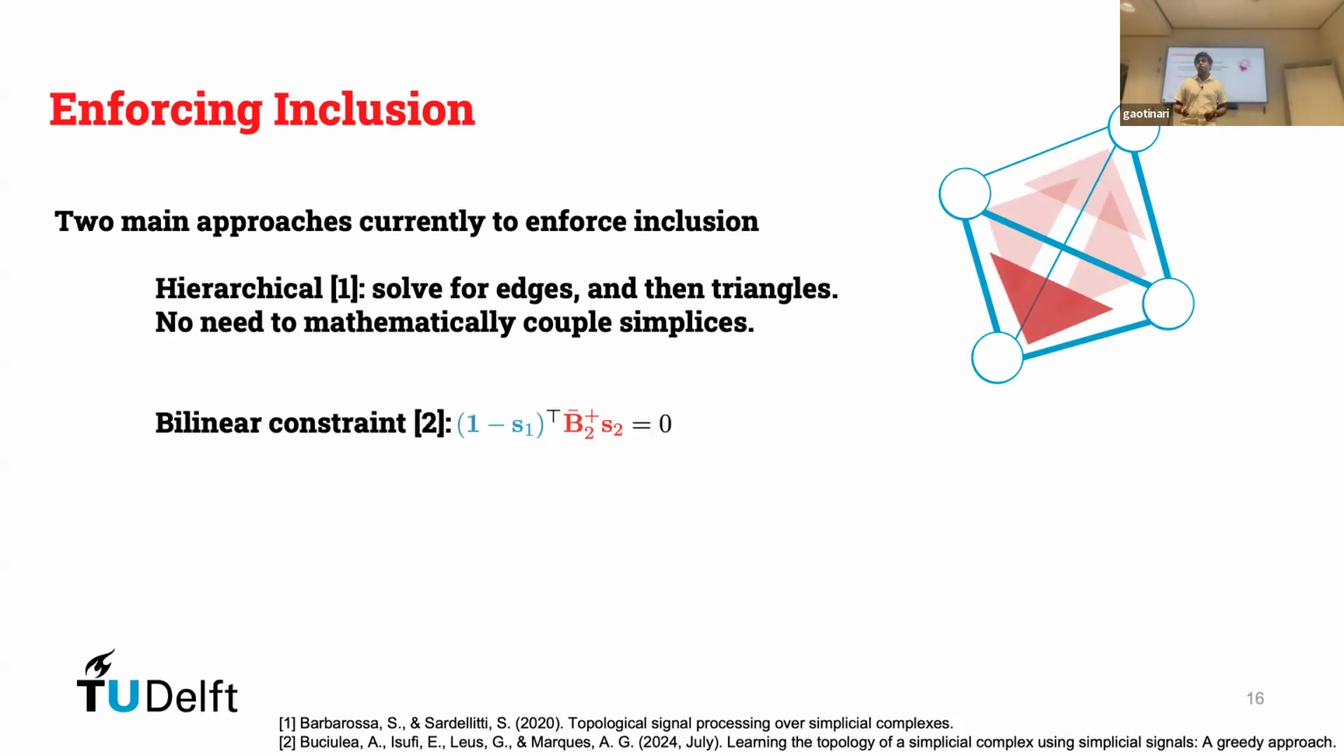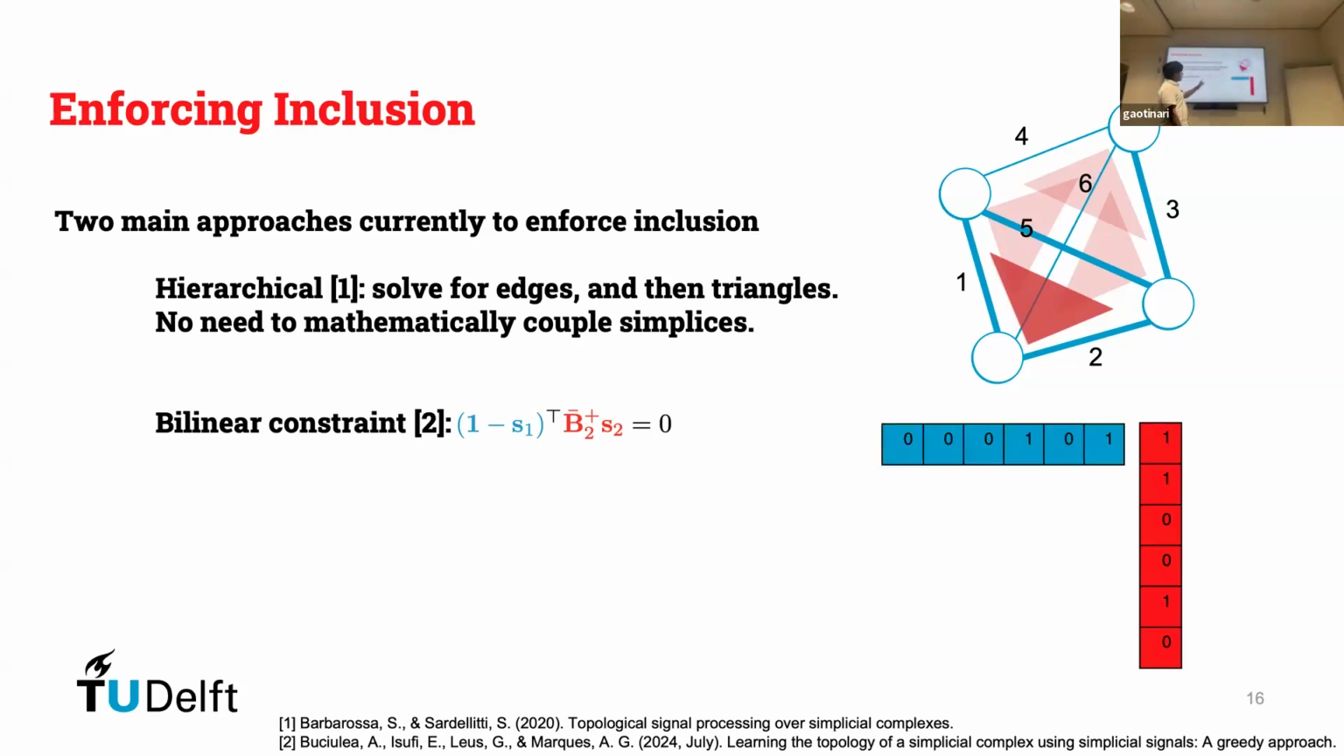With the selection vectors, they introduce a bilinear constraint, right? So quickly, what does this mean? Pay attention to this vector B2 plus S2. B2 plus is the same B2 that we saw earlier, the incidence matrix from all possible edges to all possible triangles, with the plus basically meaning I don't have minus ones anymore. So this B2 plus S2 vector, for every edge, just counts how many triangles that edge is involved in. So for edges 1, 2, and 5, it is involved in one triangle. And 1 minus S1 is basically whether that edge is still alive.